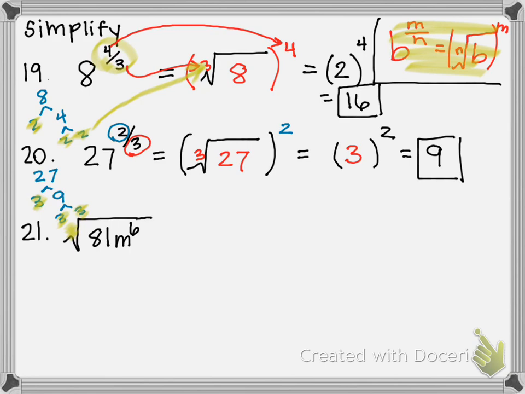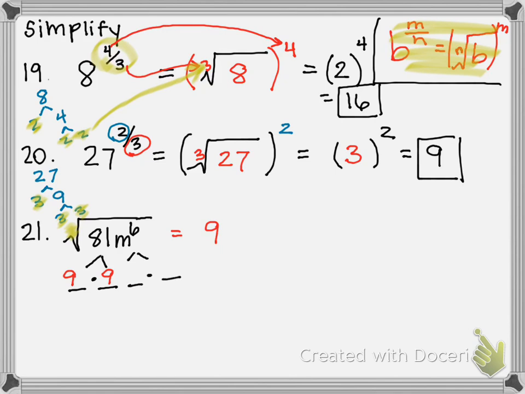So we know we're taking the square root of 81 m to the 6th power. Whenever you're taking a square root, you're asking yourself what number times itself, so the numbers have to be the same, is going to give you 81. If you think about it, 9 times 9 is going to be 81. So we know that the 81 will come out of the radical as a 9, but now we have to figure out the m to the 6th.